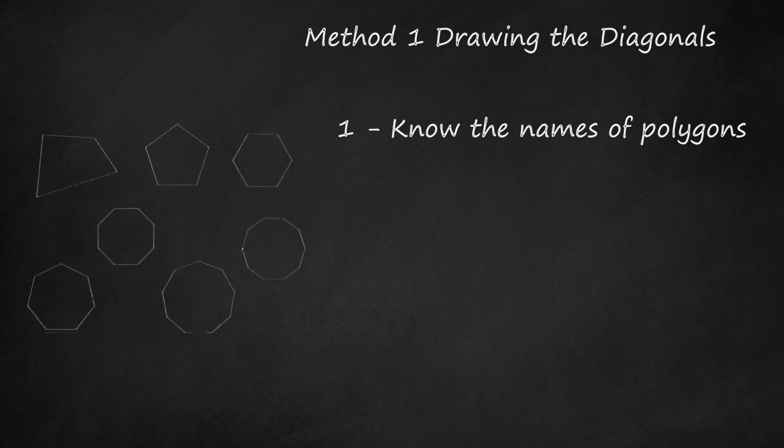Quadrilateral, tetragon, 4 sides. Pentagon, 5 sides. Hexagon, 6 sides. Heptagon, 7 sides. Octagon, 8 sides. Nonagon, enneagon, 9 sides. Decagon, 10 sides. Hendecagon, 11 sides. Dodecagon, 12 sides. Triskaidekagon, tridecagon, 13 sides.